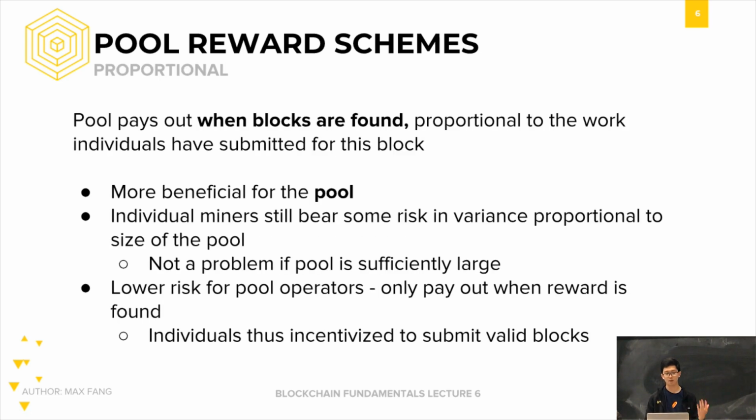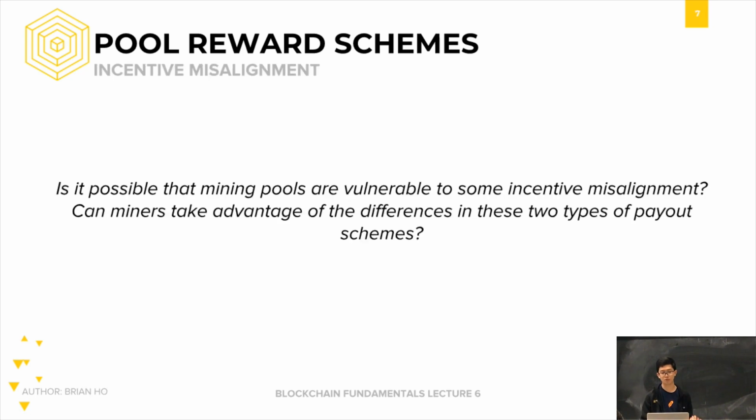The proportional payout scheme pays out when a block is found, and depending on how many shares were submitted before this valid block was found, miners get paid some proportion of that reward. But the key factor is if your mining pool doesn't find a valid block, miners won't get paid for their work. So there are clear differences in these two schemes. My question is: is it possible that mining pools are vulnerable to some sort of incentive misalignment? Can miners take advantage of the differences in these two types of payout schemes to increase their profit?